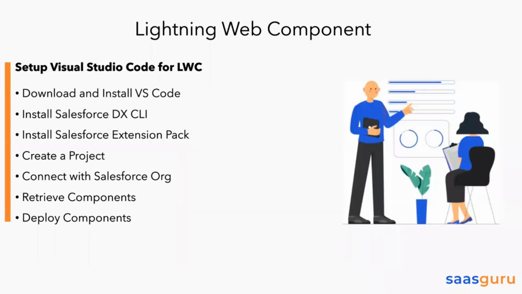If you want to build a Lightning web component, these are the steps that you need to follow. You first need to download and install Visual Studio Code. Then you need to install Salesforce DX CLI. DX means developer experience. And you need to install the Salesforce extension pack. Then you will be creating a project. Then you need to connect your project with a Salesforce org. Then if you want to retrieve all the components available in your Salesforce org into Visual Studio Code, you can do that. And whatever component you build in Visual Studio Code, if you want to place it on the UI, you need to deploy it, right?